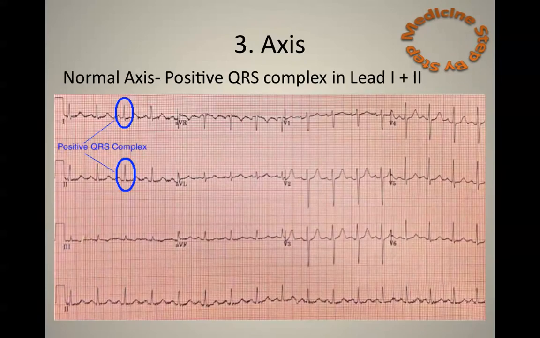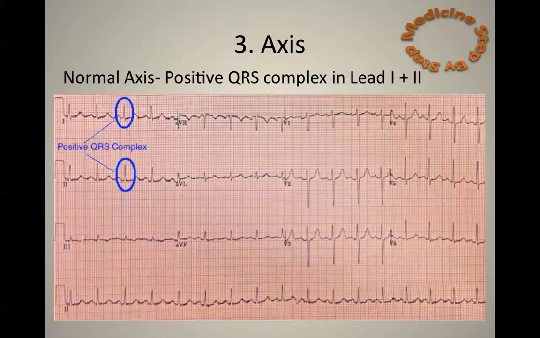Then check to see if there is any axis deviation. Normal axis is between -30 degrees and 90 degrees. Use leads 1, 2 and 3 to check the axes of the ECG. Positive QRS complexes in leads 1 and 2 indicate a normal axis.